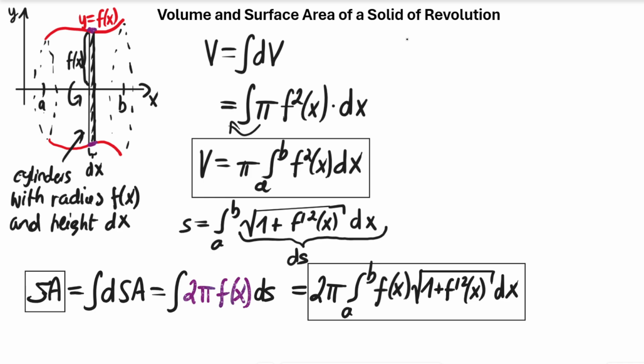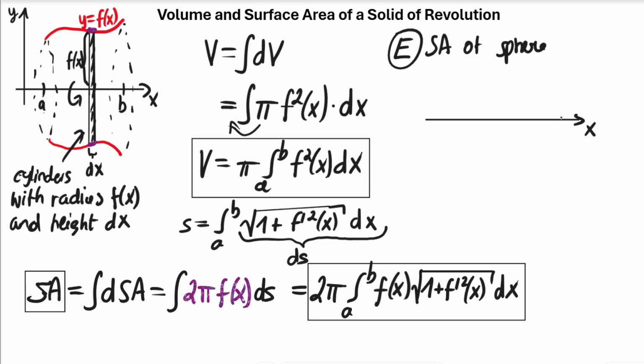So let us discuss this with the next example. We compute the surface area of a sphere. And how can a sphere be described? So again, we have the xy coordinate system here. And what you can imagine is an upper semicircle. So this upper semicircle starts here at r and here it ends up at minus r.